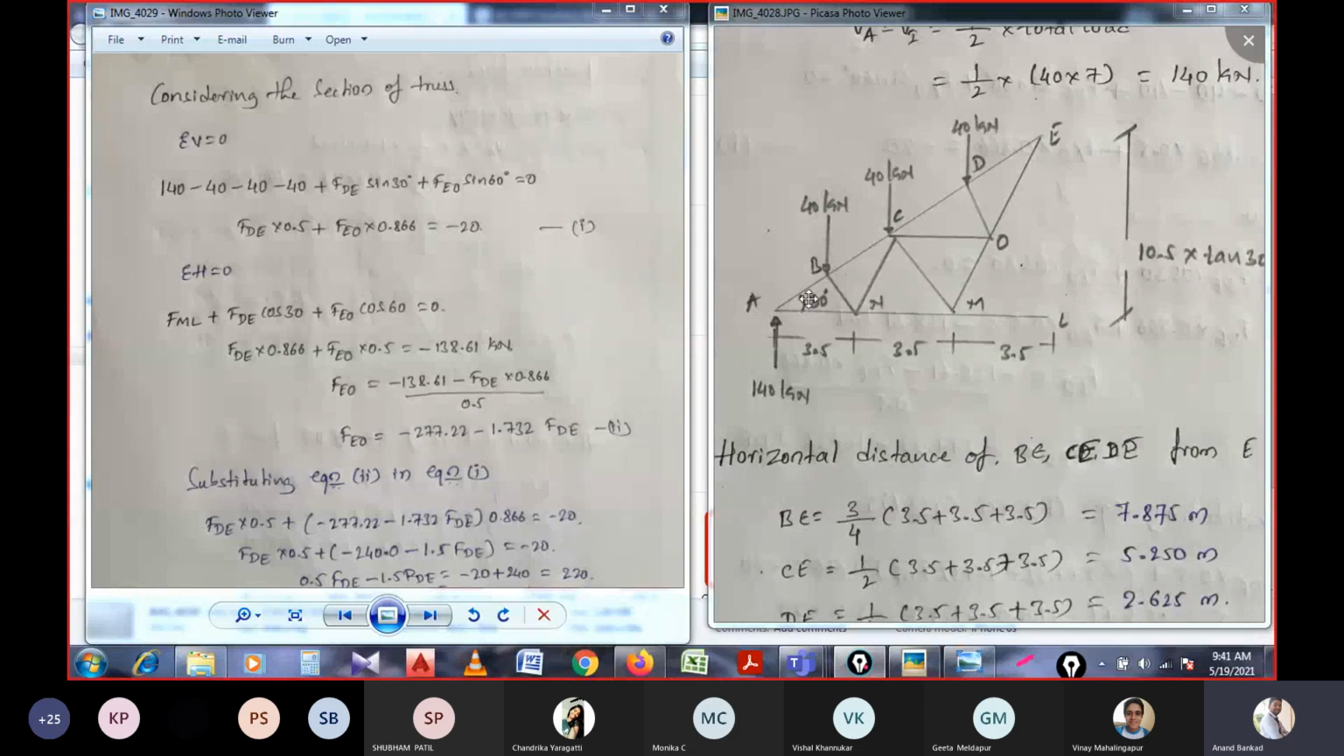So for this, if you observe the cursor over here, it is a 30 degree angle. The same FDE also has a 30 degree angle towards its horizontal, because it is a straight line. If you resolve this FDE to vertical, it will be FDE sin 30. And FEO has a 60 degree angle here. If FDE is 30, then FEO is at 60 degree inclination. So if you want to resolve this force to the vertical direction, FEO sin 60 will be considered. I hope it is clear how we have considered the vertical forces.